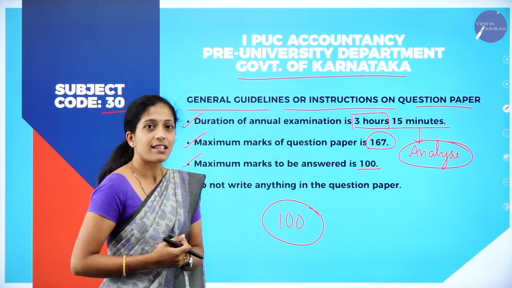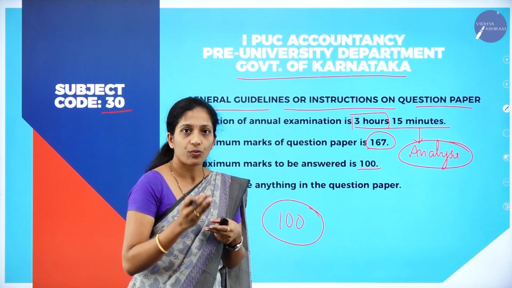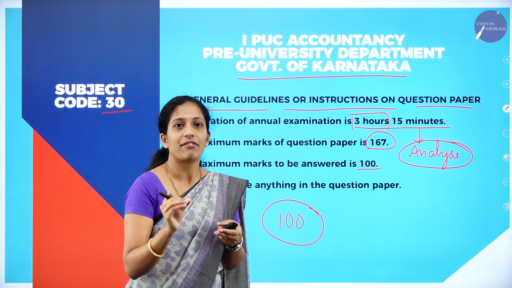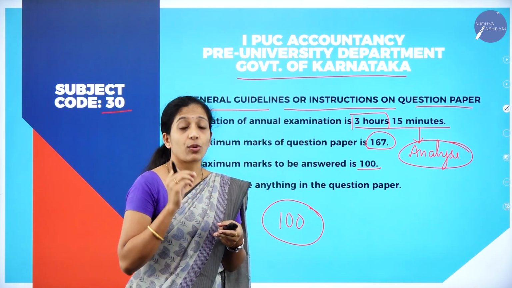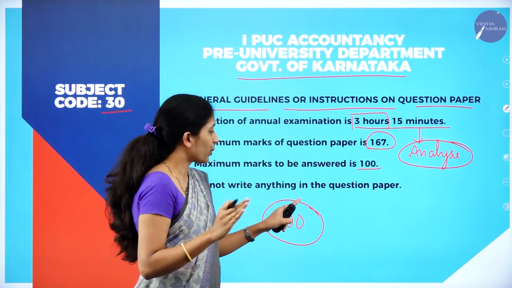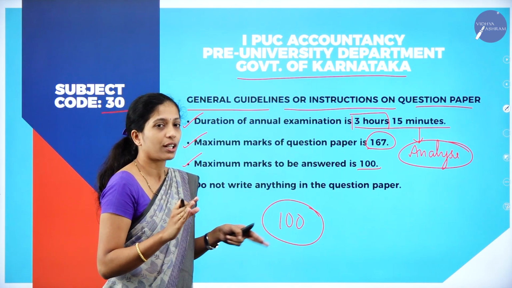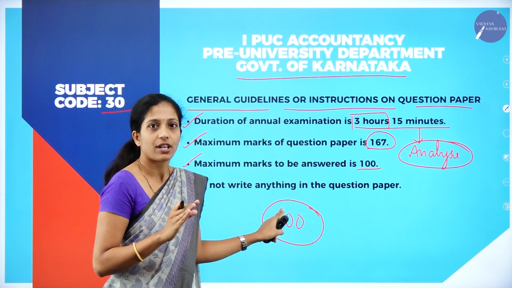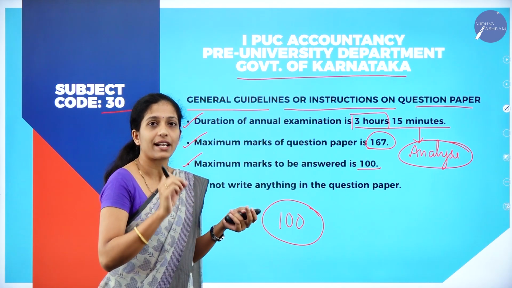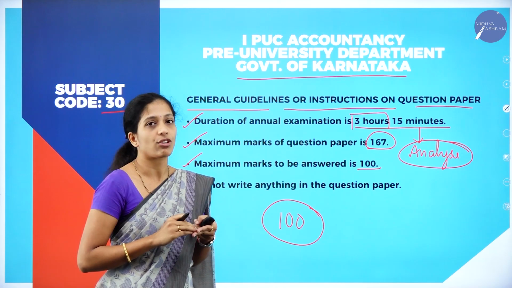So you are going to answer your question paper for 100. Make sure that the question you are most familiar with, or which you have understood properly, you answer first. You can attempt all the questions if you have time, but make sure you write for 100 marks. It doesn't mean that you have to write only up to 100 marks. You can attempt more questions also.